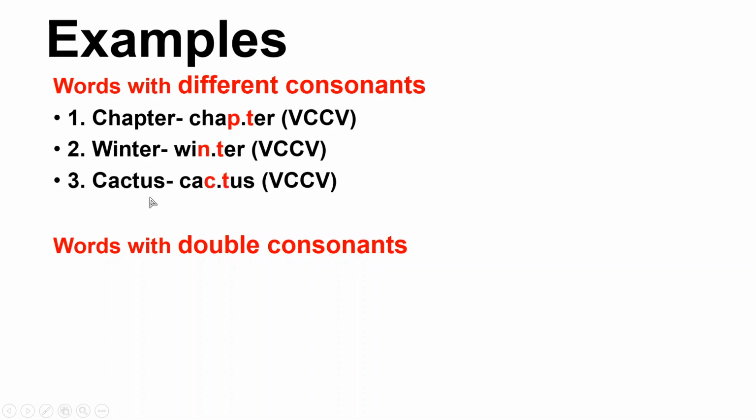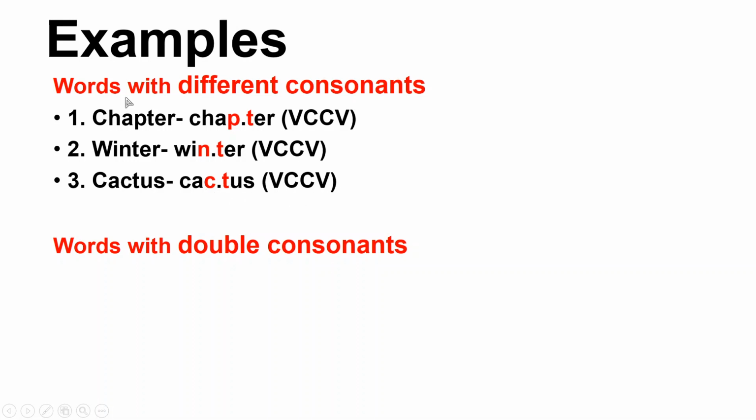Finally, in number 3, we have cactus. Again, cac is the first syllable and tus is the second syllable. So this is a two-syllable word. Now, let's check if this is following the BCCB pattern. A is a vowel, C is a consonant, T is a consonant, and U is a vowel. So it's following the BCCB pattern.